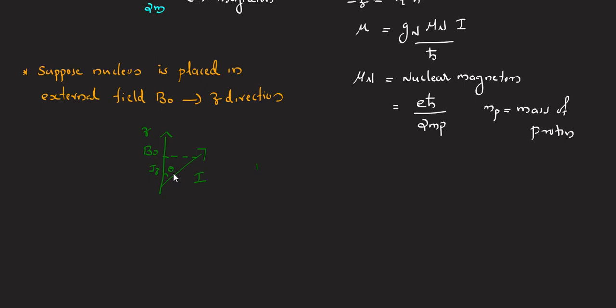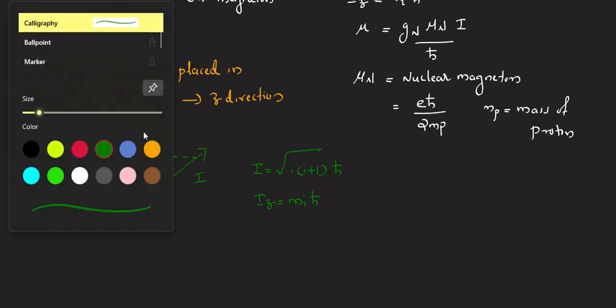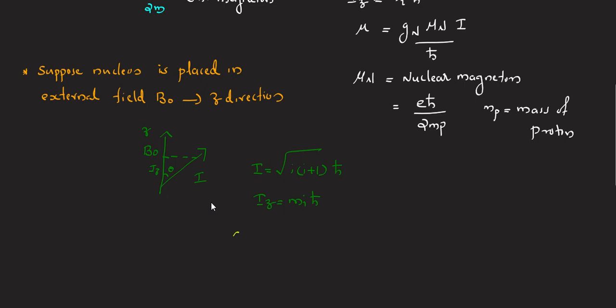Now we know that I is equal to root of I into I plus 1 times h bar, and Iz is equal to mi times h bar, so that you have cos theta equal to Iz by I. This is equal to mi divided by square root of I into I plus 1.